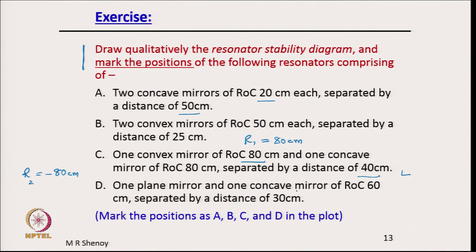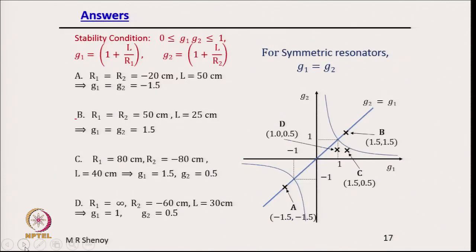D: one plane mirror and one concave mirror of ROC 60 centimeter, which means R1 is equal to infinity, R2 is equal to minus 60 centimeter, separated by a distance of 30 centimeter. So, the question is, mark the positions as A, B, C, D in the plot. Draw qualitatively the resonator stability diagram and mark the positions A, B, C, D. I have worked out this example and the answer is here.